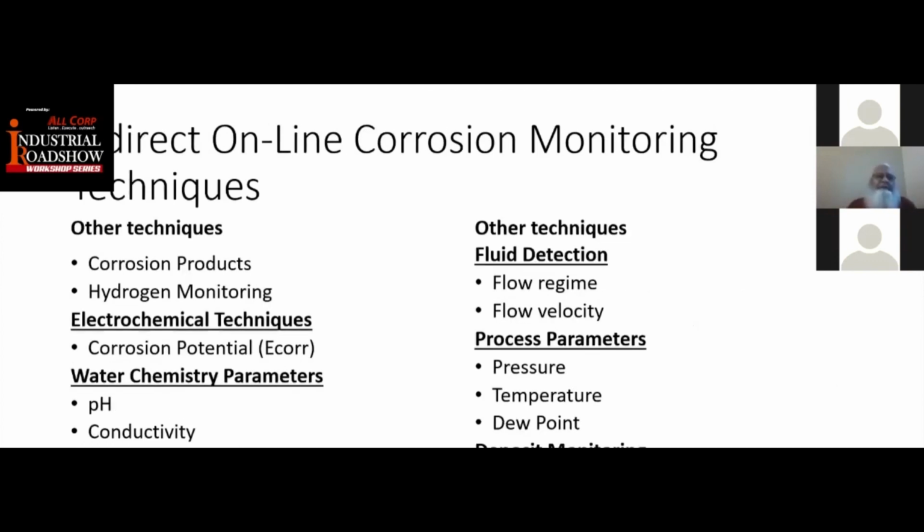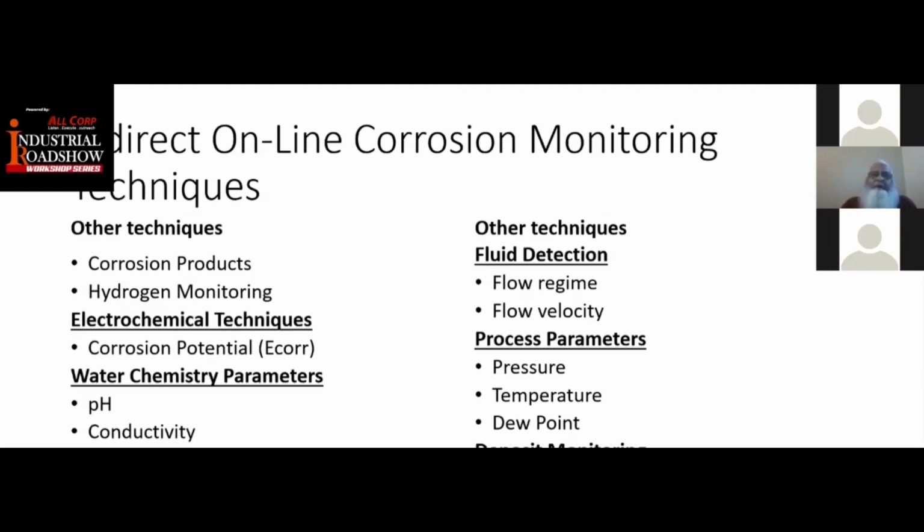Indirect online corrosion monitoring techniques. The techniques are corrosion products analysis, hydrogen monitoring, and electrochemical techniques like corrosion potential to measure the E-corr, and water chemistry parameters which are used as indirect online corrosion monitoring, like pH, conductivity, dissolved oxygen, and redox potentials. This can be done online as well and can be done indirectly, and can be considered as intrusive or non-intrusive depending upon the mode of application and their use.